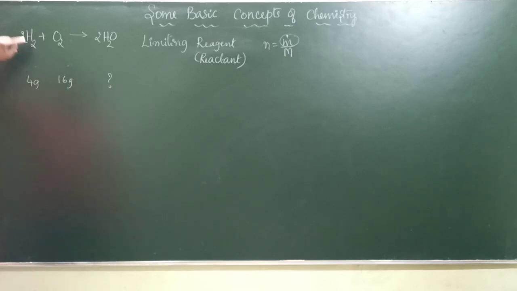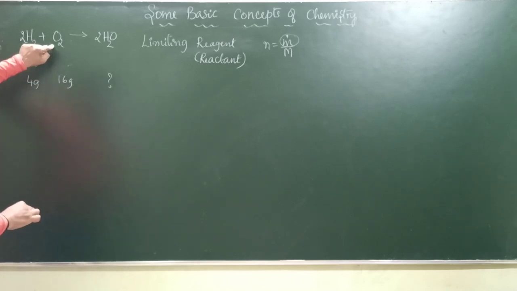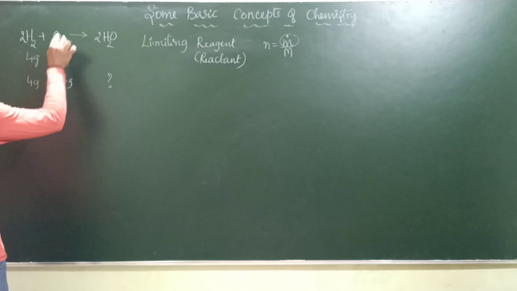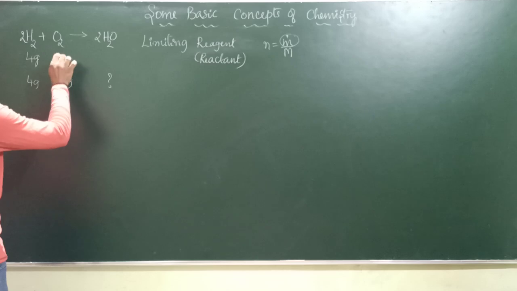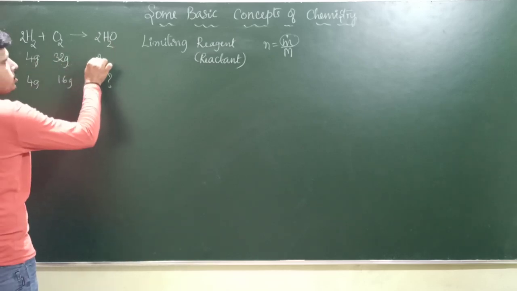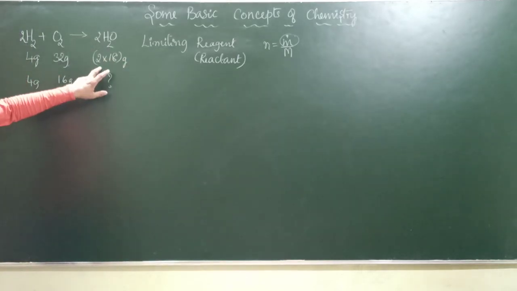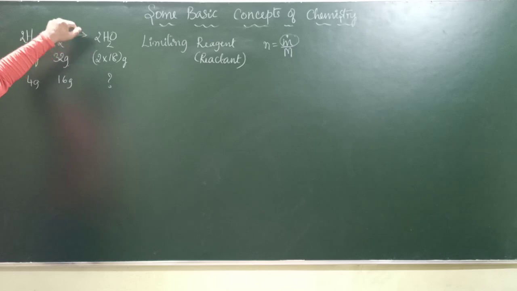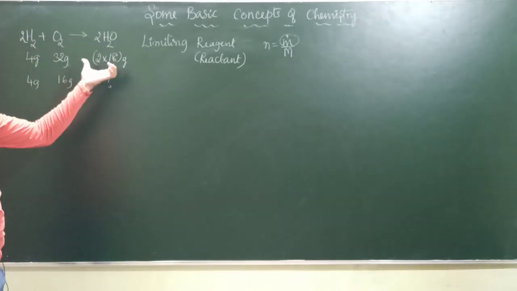Now what you do here is 2 into 2 gram. Why is it 2 gram? Because hydrogen's molar mass is 2 gram. So 2 into 2, 4 gram of hydrogen in the equation will consume how much O2? Oxygen's atomic mass is 16 gram, so O2 is 32 gram of oxygen, to form 2 into 18 gram of water. Are you understanding? So according to the reaction, you require 4 gram of hydrogen, and for that, 32 gram of oxygen will be consumed to form a complete product.